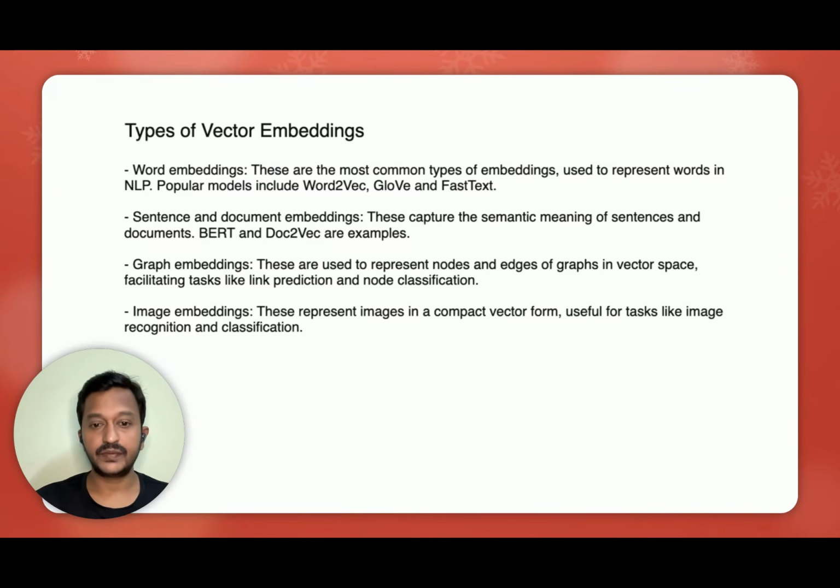Graph embeddings are used to represent nodes and edges of graphs in vector space, facilitating tasks like link prediction and node classification. I think now on the internet, many people are talking about graph embeddings and graph vector databases. These are becoming very important. And at the end, we have image embeddings. These represent images in a compact vector form and are useful for tasks like image recognition and classification. So these are some examples of types of vector embeddings.